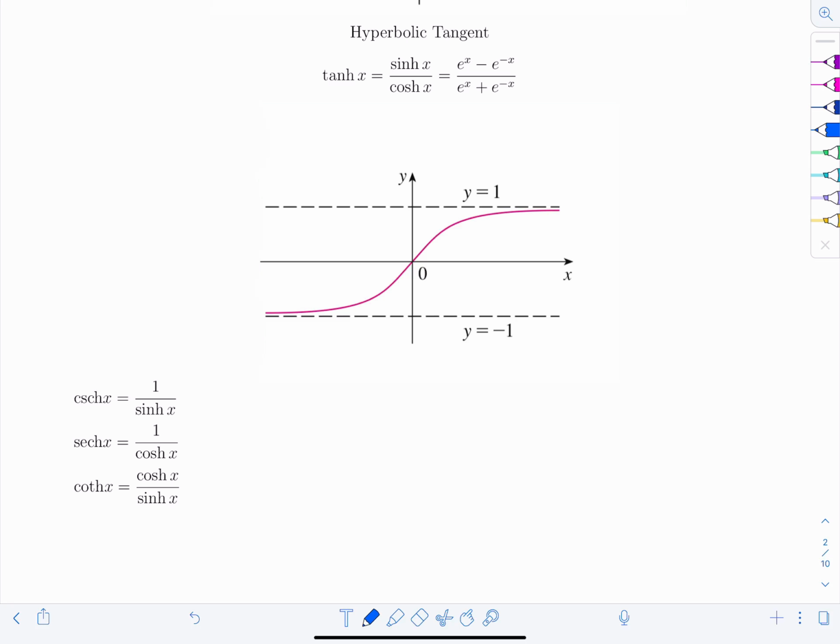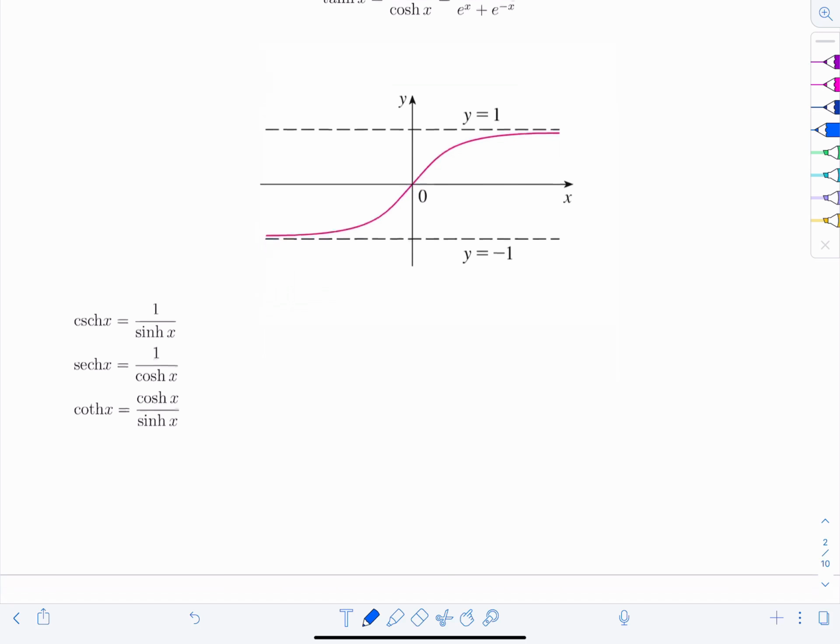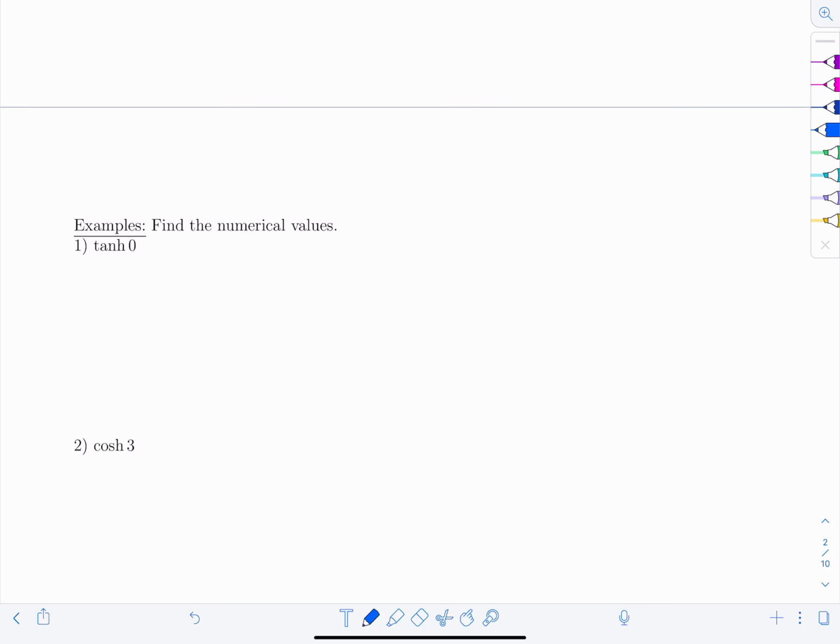And then similarly, hyperbolic cosecant is 1 over sinh of x. I don't have a good way of saying that. Hyperbolic secant, you can say sech of x. That's 1 over cosh x. Hyperbolic cotangent of x. That one's a tricky one. It's cosh of x over sinh of x. Good thing is those ones don't come up too often. Fabulous. So let's just practice getting comfortable with these guys. Probably the first time you've seen them.